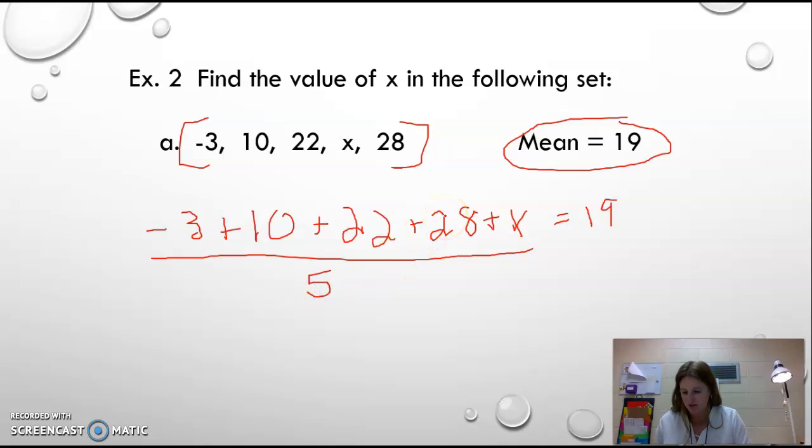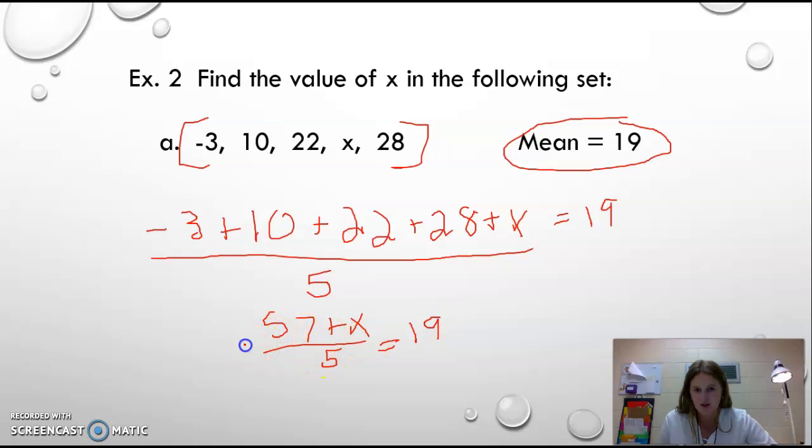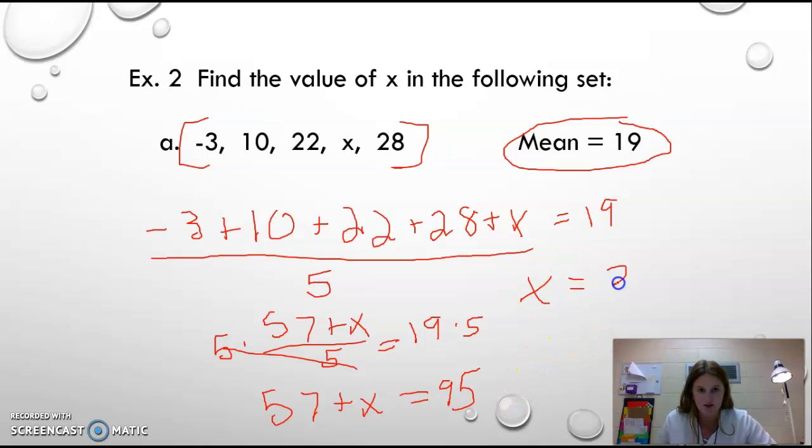And so now go ahead and combine like terms. Negative 3 plus 10 plus 22 plus 28 gives me 57 plus x divided by 5 equals 19. And now I need to get rid of this 5. Well, whatever you do on one side, we're doing to the other. I'm multiplying by 5 on both sides. These 2 are going to cancel. 19 times 5 gives me 95. 57 plus x equals 95. And now we're just subtracting. 95 take away 57 is x equals 38. So 38 is the answer for example 2. Hopefully you paused and were able to do this before me, but 38 for example 2.